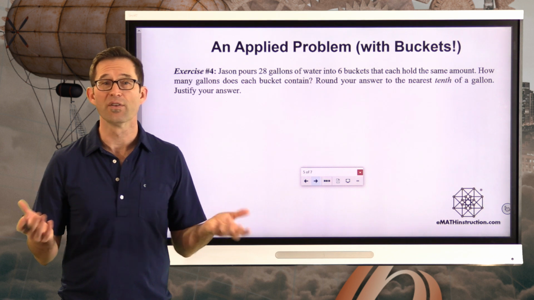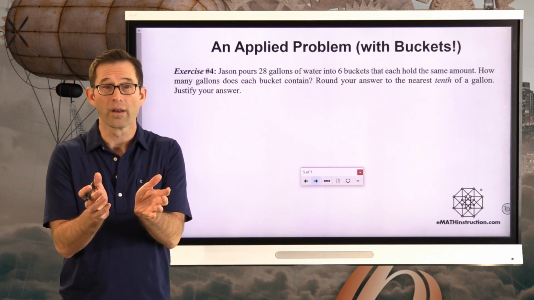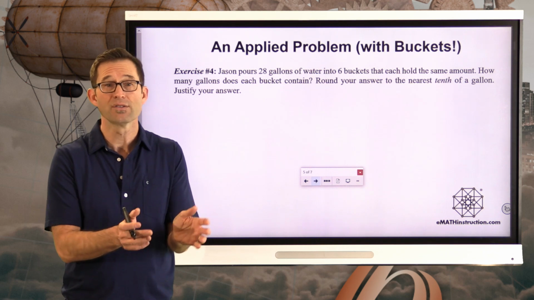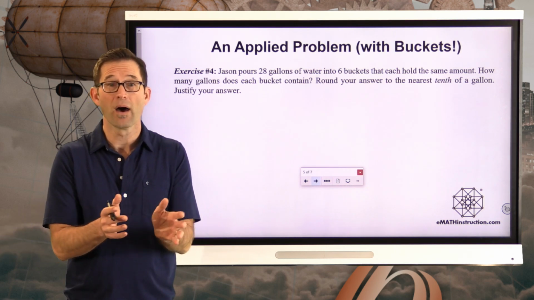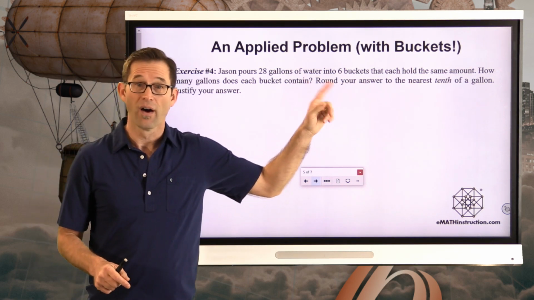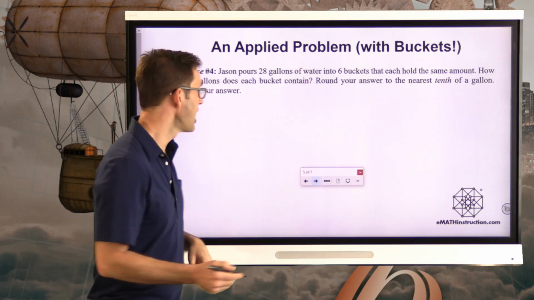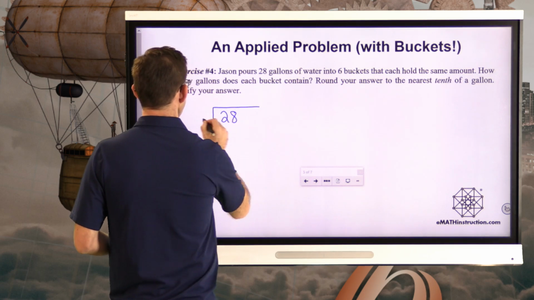This is like the definition of division, right? When we have a total quantity and we literally have buckets or things that we're putting that quantity into, and we want the same amount in each one of them, then we are looking at 28 divided by 6. Simple as that, right? We want to figure out this answer.